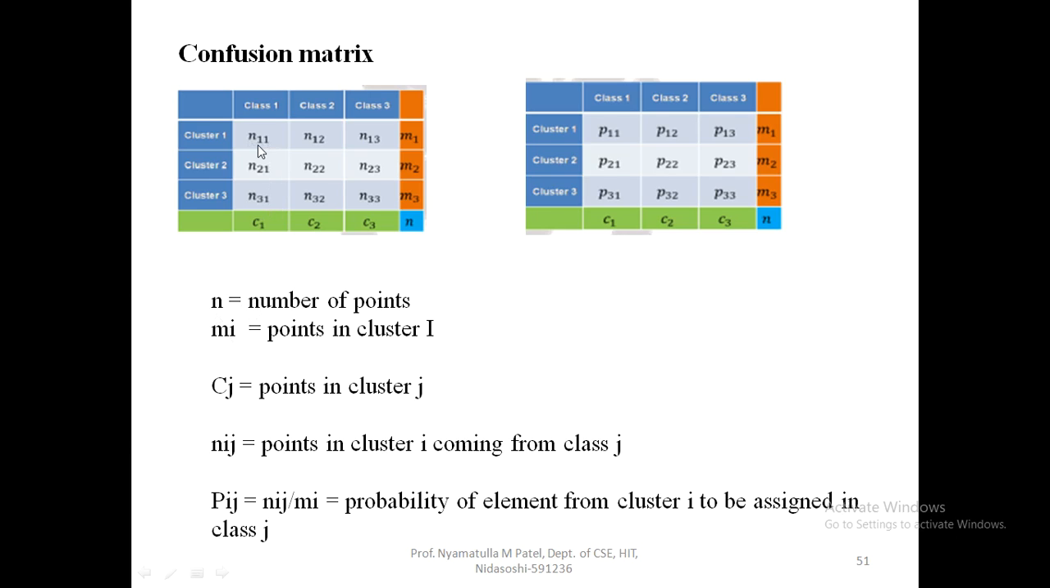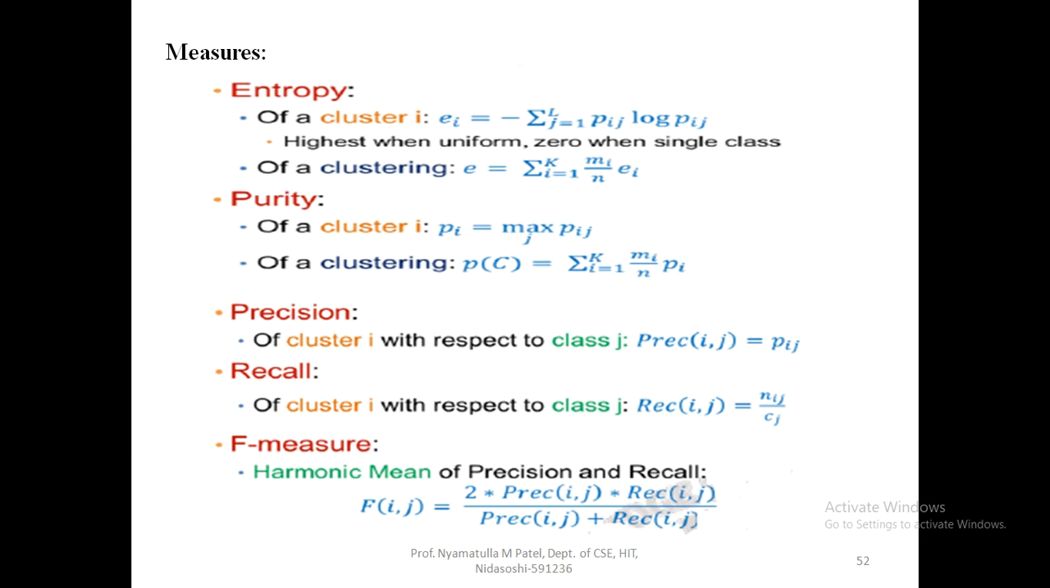Now here n represents the total number of points, m of i is the number of points in cluster i, and C of j is the number of points in cluster j. n of ij is the number of points in cluster i coming from class j, and P of ij is equal to n of ij by m of i, which is nothing but the probability of an element from cluster i to be assigned to class j. So, there are different measures used over here.